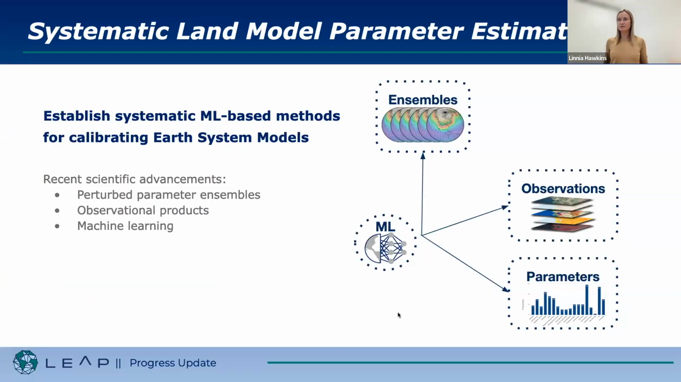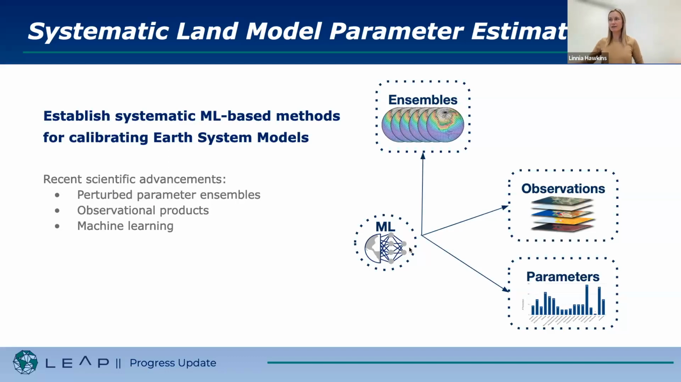So one of LEAP's directives is to establish these systematic machine learning-based methods for calibrating Earth system models. And I think we're really at this opportune moment to harness some recent scientific advancements and truly improve the way that we tune Earth system models.